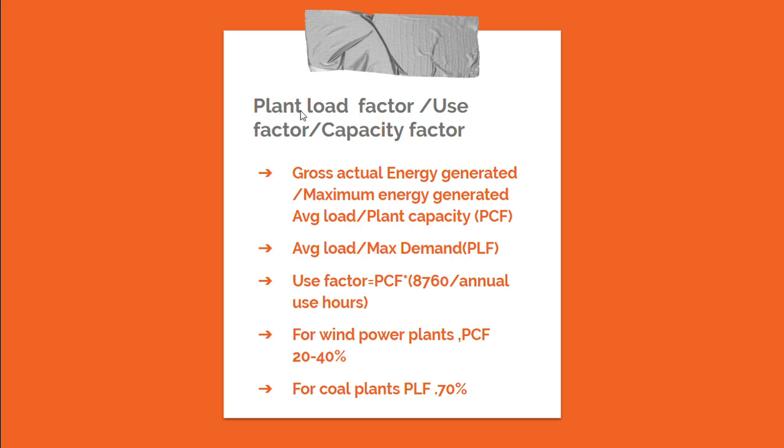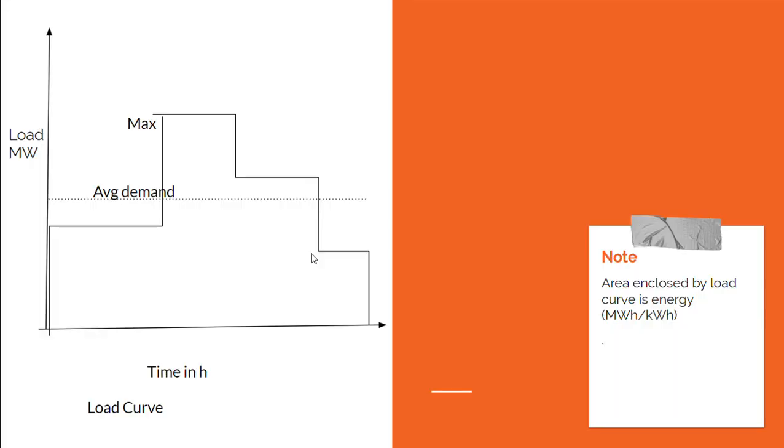So this plant load factor can be expressed in terms of load also. So the average load, the actual load, upon the maximum load or the maximum demand. Okay, so this is called the plant load factor. So average load, as we had seen in this figure, this is the average load and this is the maximum load. So this average load upon the maximum load is the plant load factor.